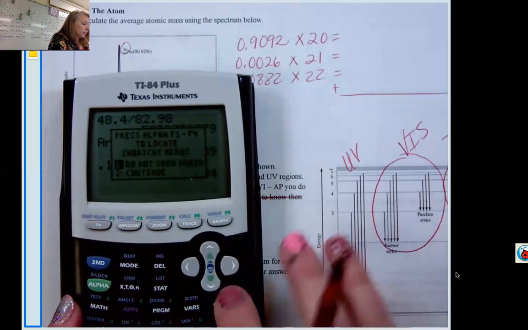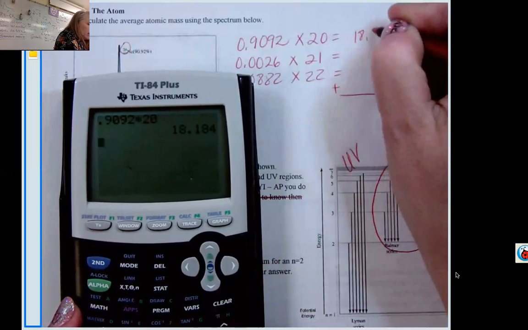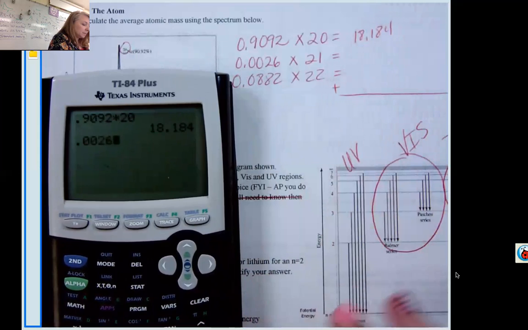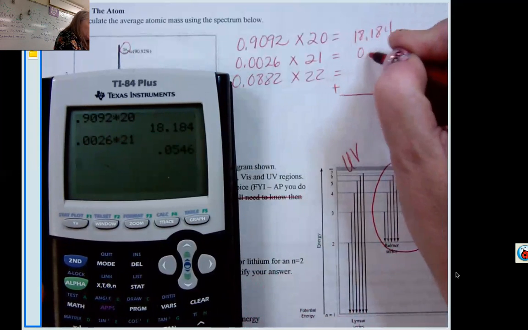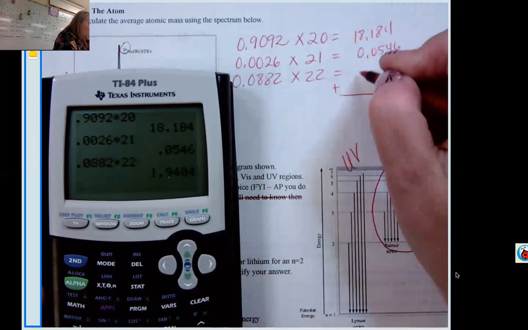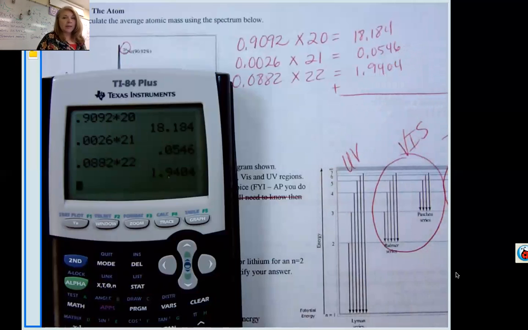Then you're simply going to multiply all of your numbers. So 0.9092, that's my percent changed to a decimal, times 20 is 18.184. Then I've got 0.0026 times 21, and that is 0.0546. And the last one is 0.0882 times 22, and I get 1.9404.